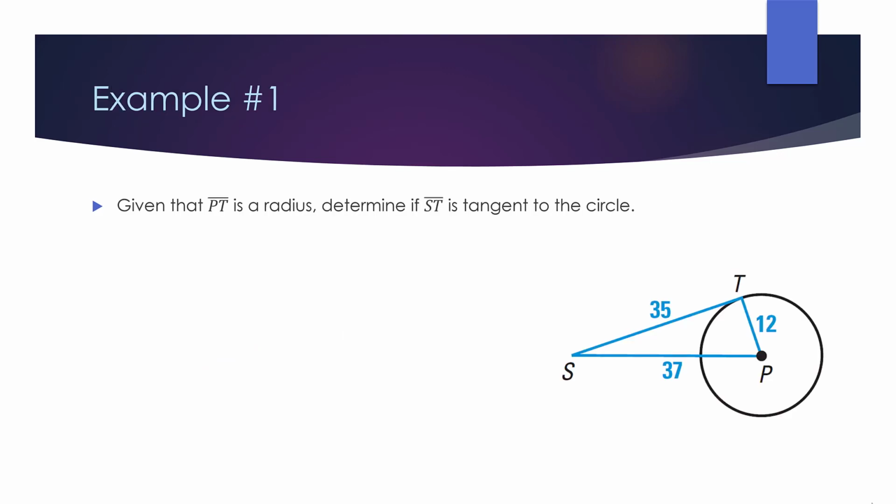Here is our problem, and PT is a radius. We know it's a radius. It goes from the center of the circle to the outside edge of my circle. And we want to know, is this tangent to the circle? Well, all the problem's really asking is, does the Pythagorean theorem work? That's what this is really asking. Does the Pythagorean theorem work?